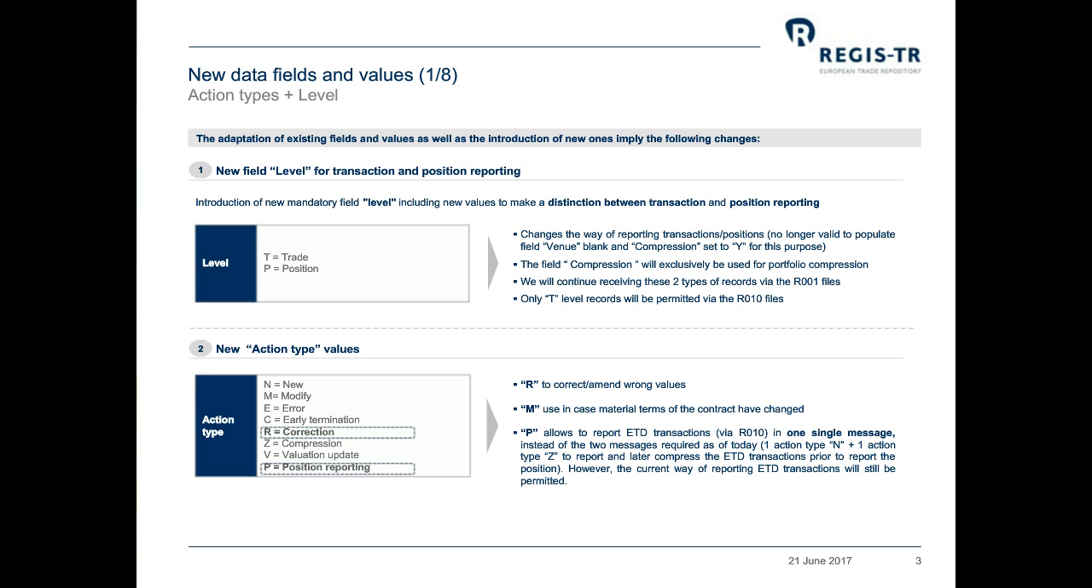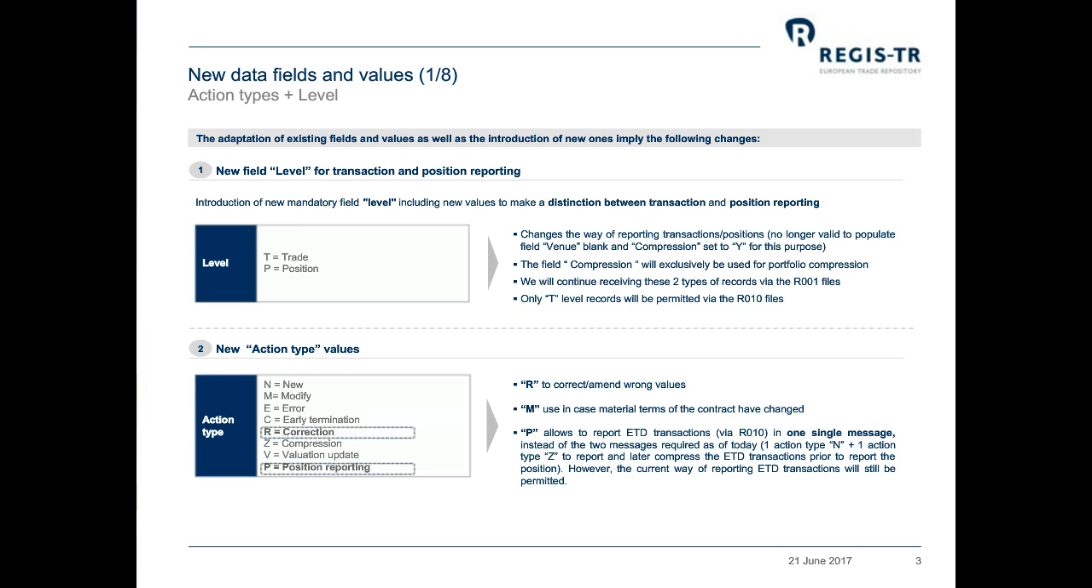Okay, on this next slide we can see what combinations of action types and levels are allowed in which message types. Those in green are allowed, while those in red are not permitted. So let's start with the XT-BK messages. If we look into section A, you can see that for the R001 file, the N plus T combination is permitted and shall be used to report a new OTC transaction.